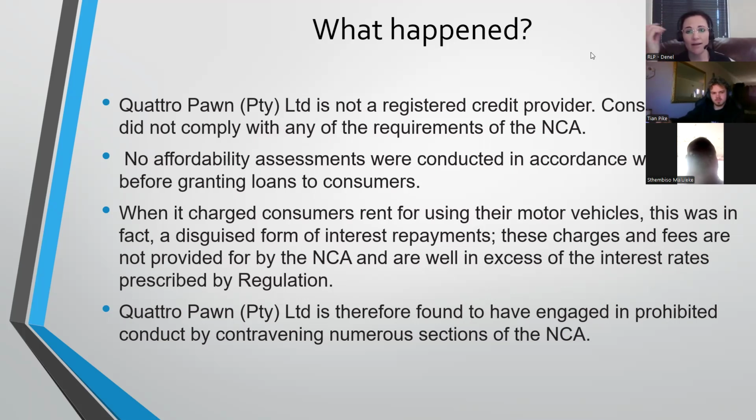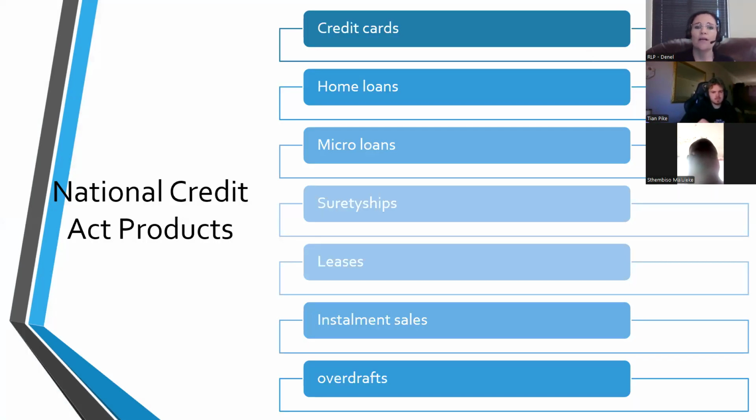And then at that time, they were undergoing liquidation and they closed their doors. But this is the type of people out there taking advantage of someone in dire need of a loan, and they loan the money to you, but at the end of the day, the repercussions are major. Okay, cool. Now it gives us a list of National Credit Act products: credit cards, home loans, microloans, surety ships.